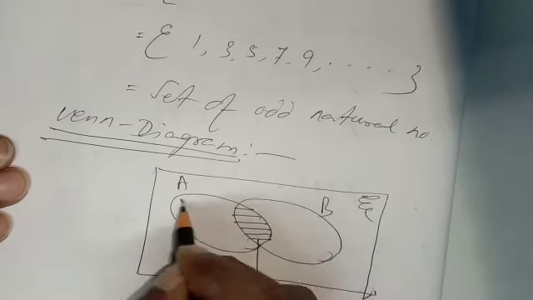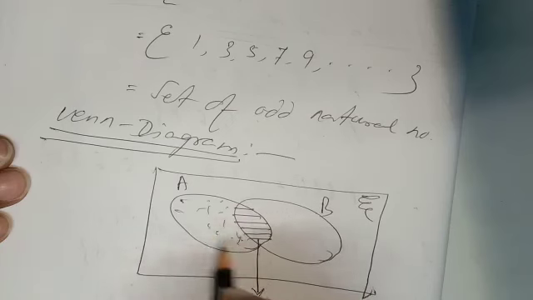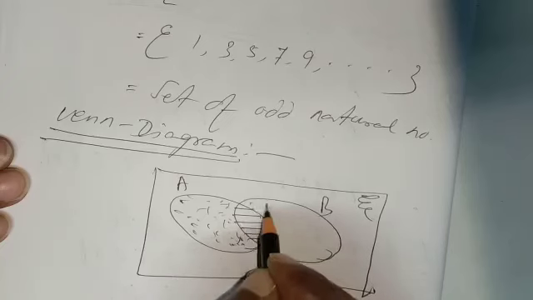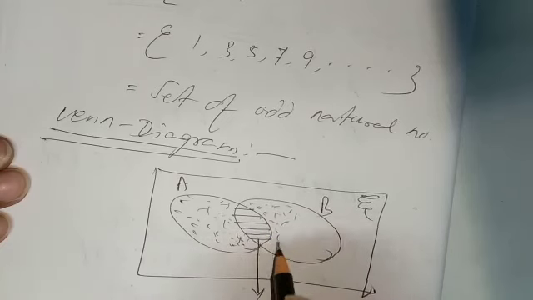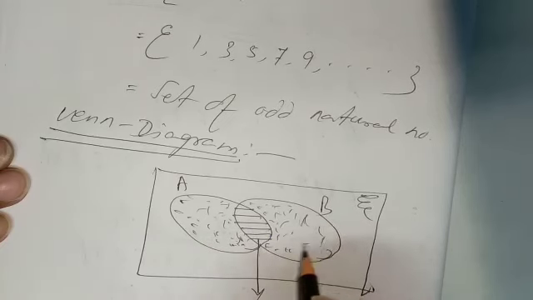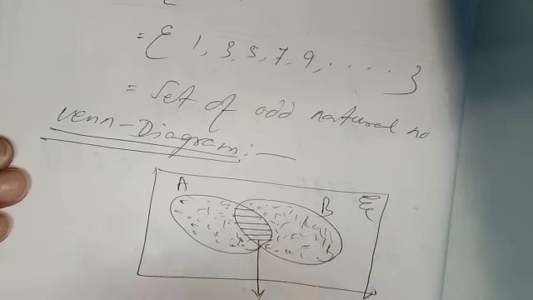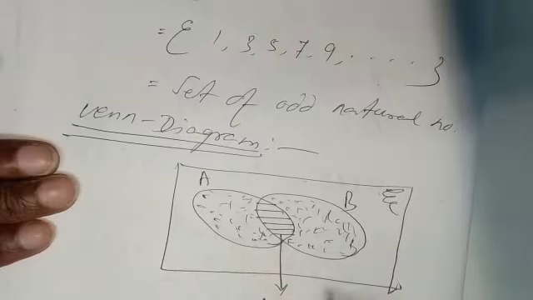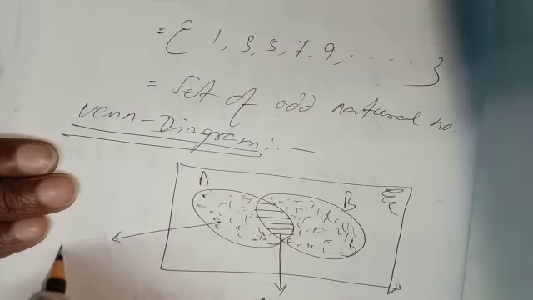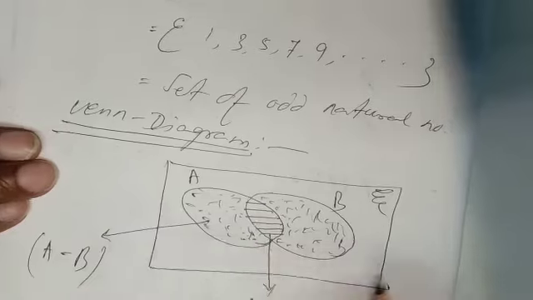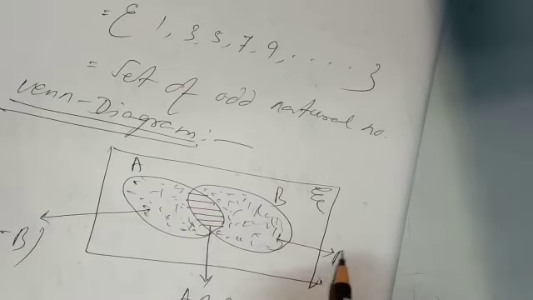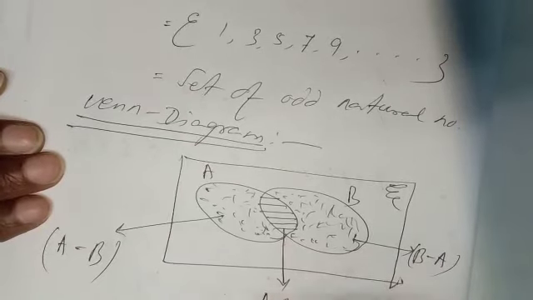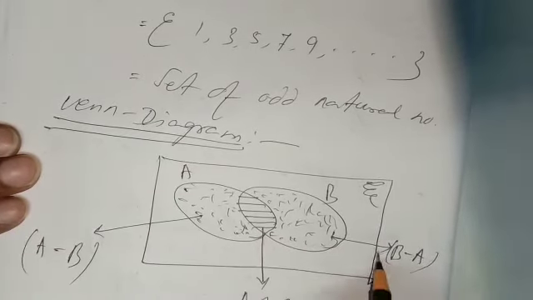And if I take all, means including this one, if I take the total, this will be A union B. Okay, all elements between the sets A and B. And this is the common part, A intersection B. And this part is called A minus B. And this part is called B minus A. These are the basic concepts of union, intersection, A minus B, B minus A.